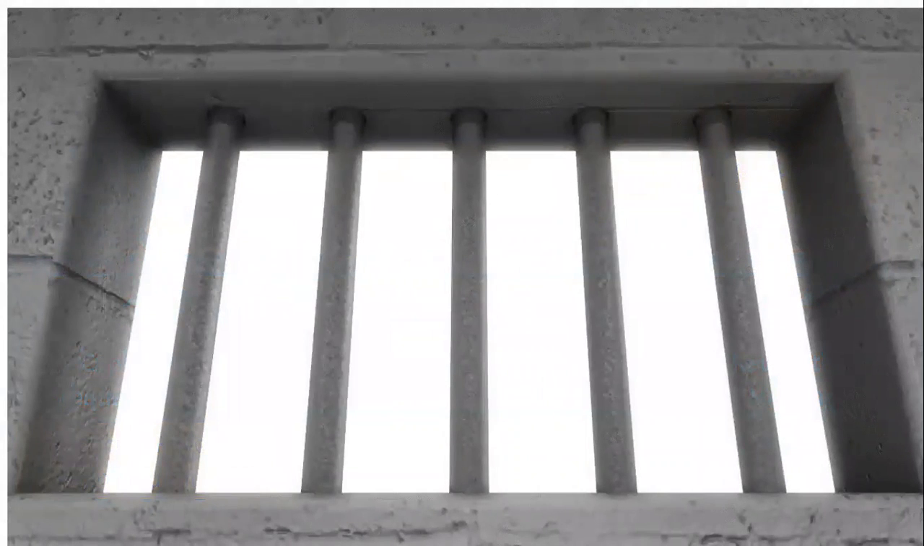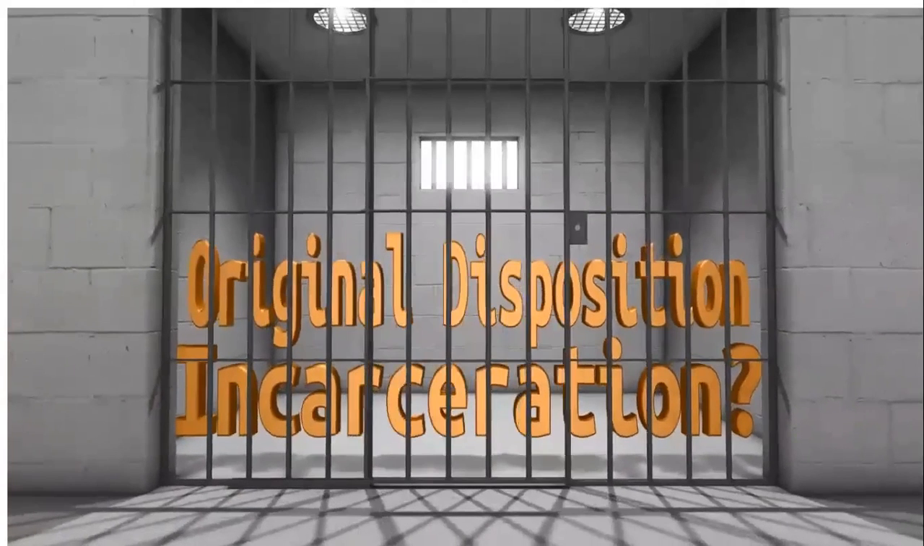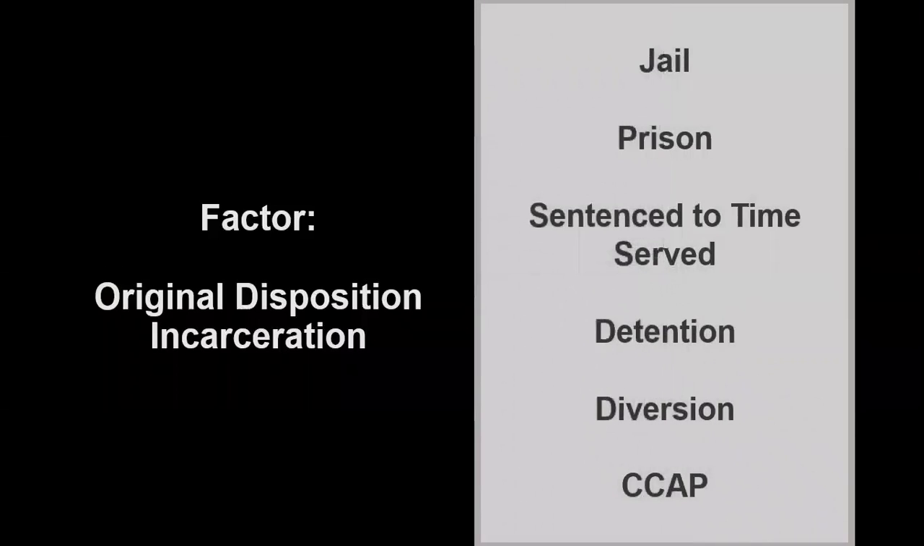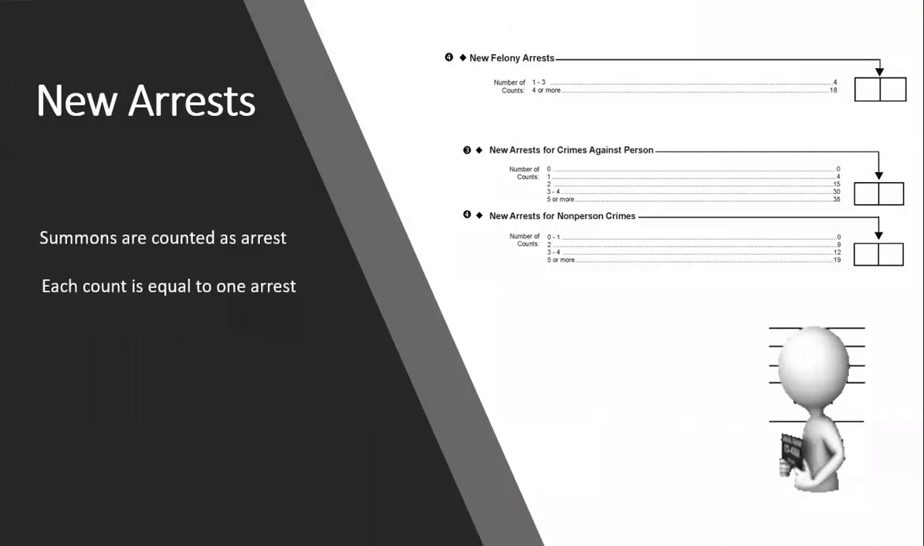Now, the first factor on both section A and C asks to assign points if the original disposition was incarceration. Points are assigned for this factor if the original disposition included an active jail or prison sentence, the defendant was sentenced to time served, or if they were sentenced to the detention or diversion programs, or CCAP. For the new arrest factor, summons are counted the same as an arrest, and each count in an arrest event is equal to one arrest.